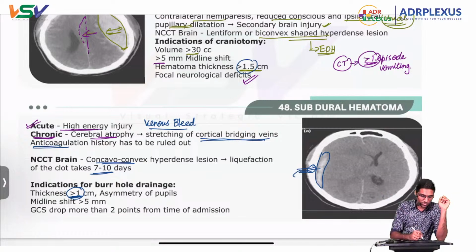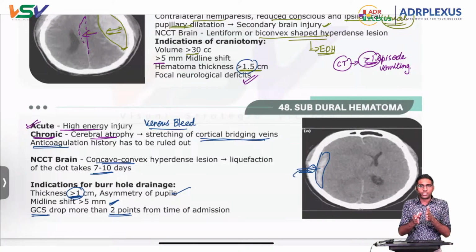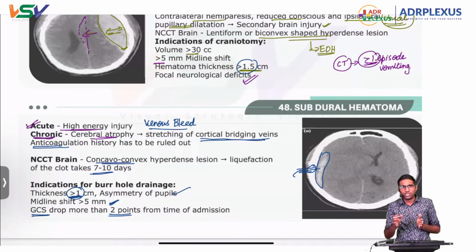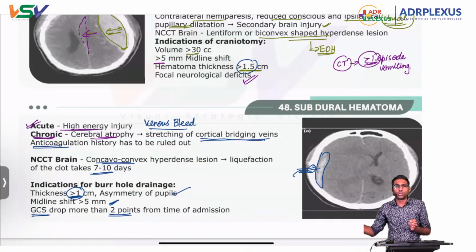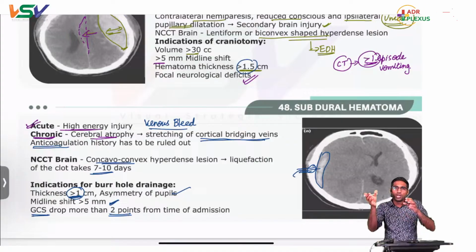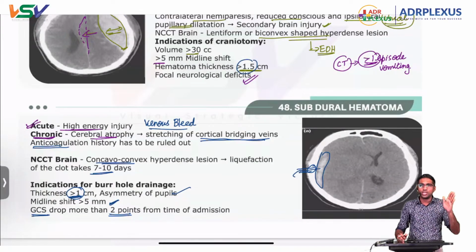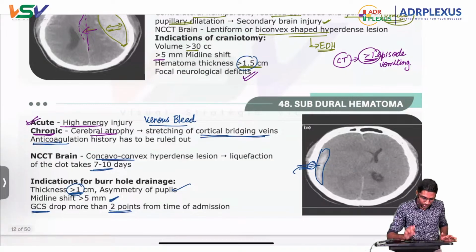Asymmetry of the pupils, then midline shift, and GCS drop of more than 2 points. So at the time of admission, if it is 11/15 and within some time the GCS suddenly drops to 8, 7, then the patient is deteriorating. You have to put a burr hole, evacuate the clot and reduce the edema. Okay, this should be the take home message.